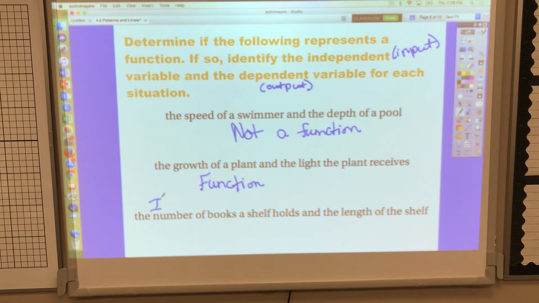And I'm going to abbreviate independent with an I, and dependent with a D. So our independent variable is the amount of light. So a plant receives 2 hours of light, 3 hours of light, 4 hours of light, okay? Versus our dependent variable, that amount of light determines the growth of the plant.